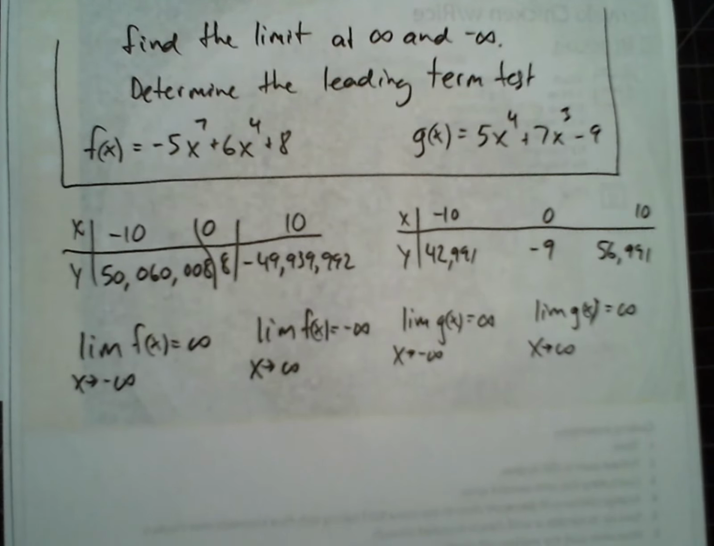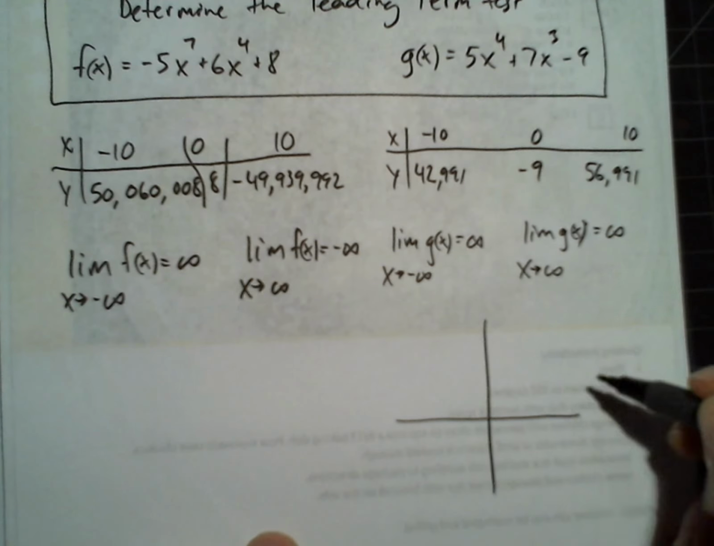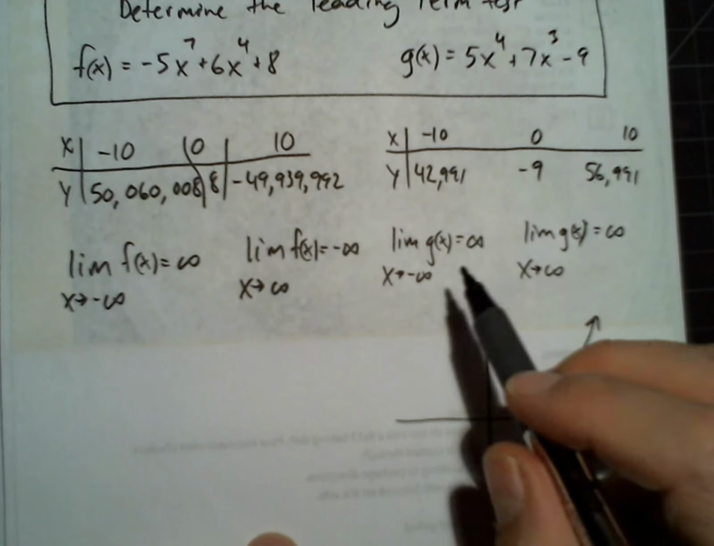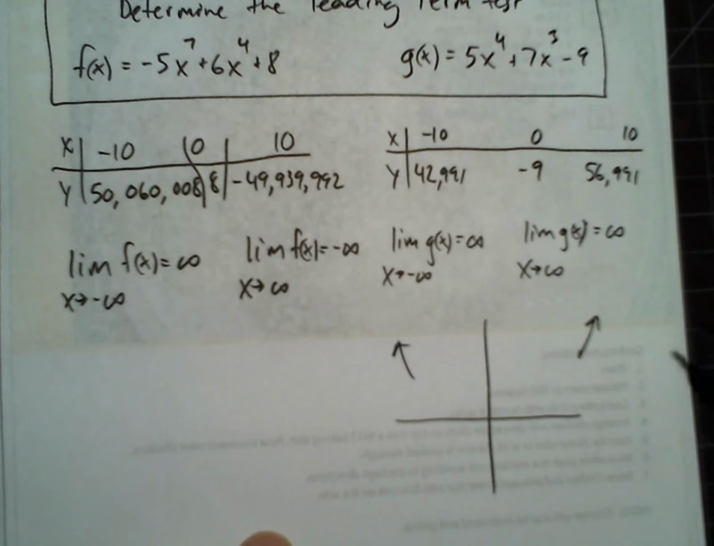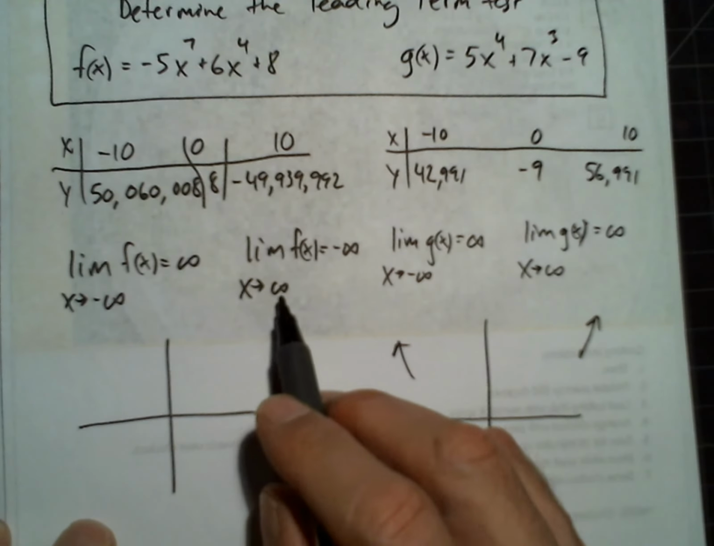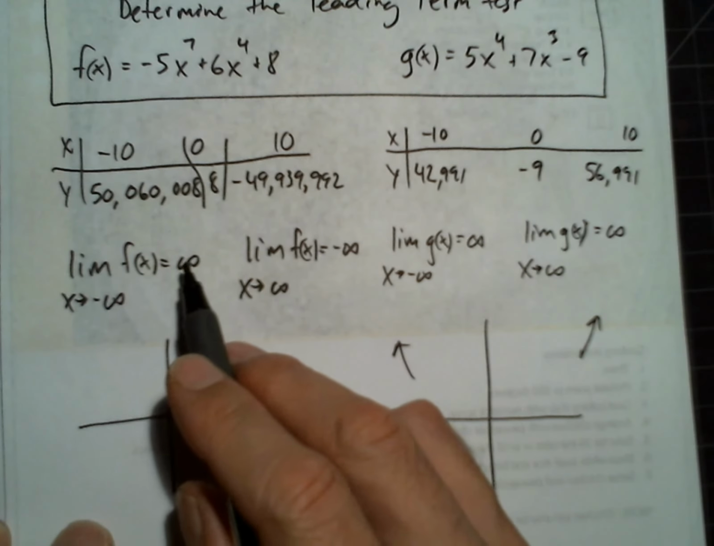And if we look at what that would be on a graph, we know that as we go to the right, the graph goes up. As we go to the left, the graph goes up. Over here, as we go to the right, the graph goes down. As we go to the left, the graph goes up.